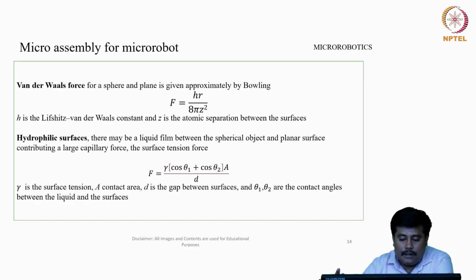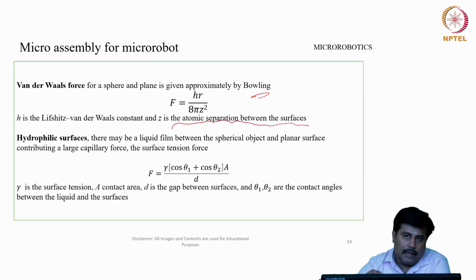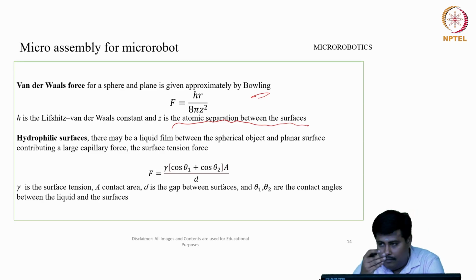Now when we consider the van der Waals forces, these van der Waals forces are for a sphere and a plane, and are given approximately by this equation called Bowling. F equals HR by 8 pi Z square, where H is the Lifshitz van der Waals constant, and Z is the atomic separation between the surfaces. As we have seen from the gripping application point of view, these forces also participate in gripping related applications.